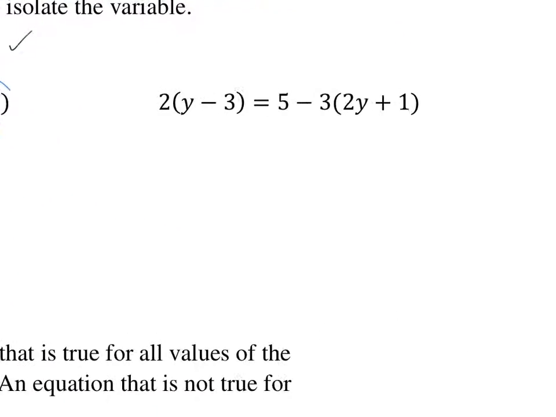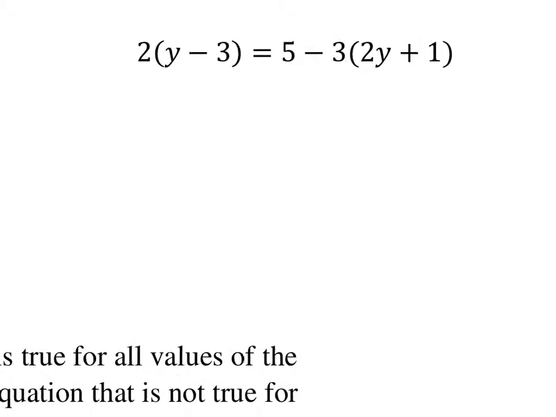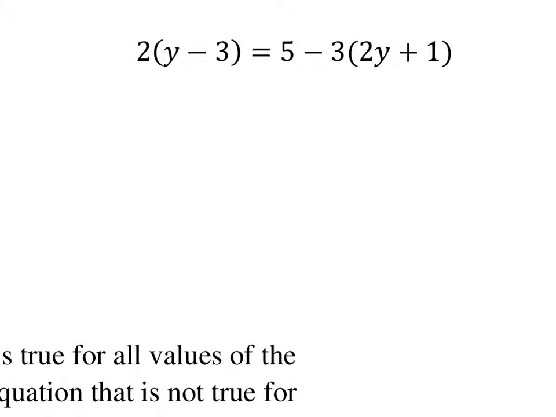A little different equation. We've got to first of all simplify. So let's distribute. We have 2y minus 6. And we've got to distribute here, but what are we going to distribute on the right side? Do we distribute just the 3? 3 times 2y, 3 times 1? Well, that's close. But we've got this negative to deal with here.